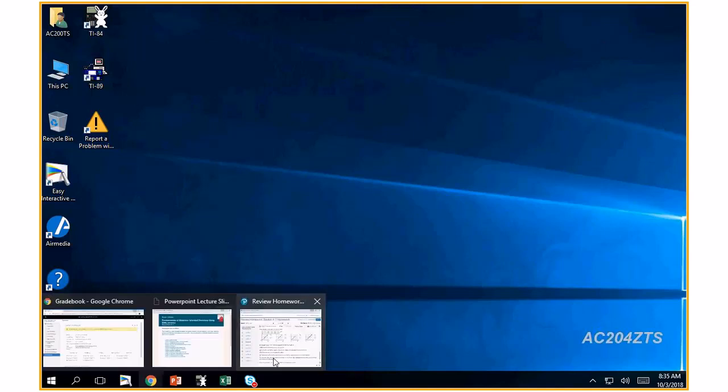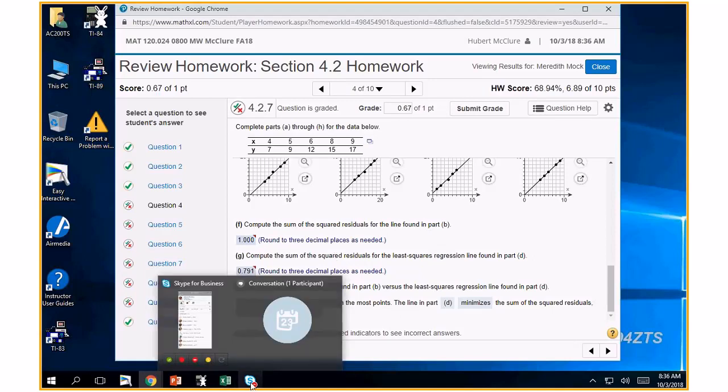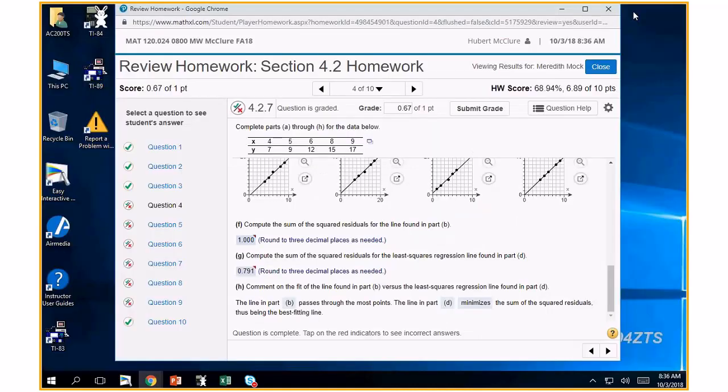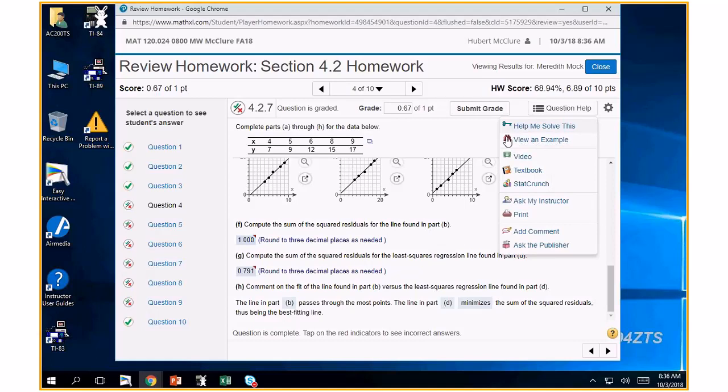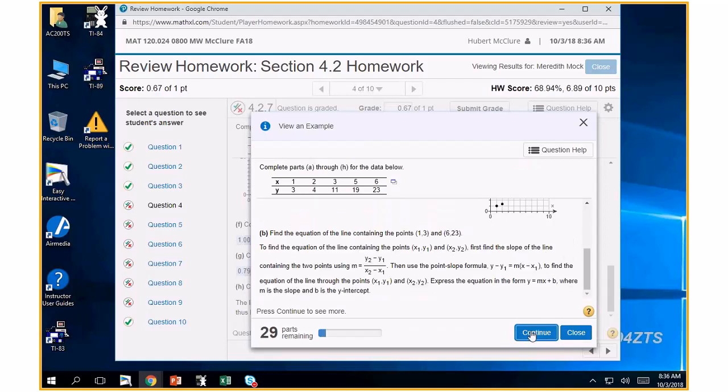So let's go back to our handy dandy question. It says compute the sum of the squares, round to 3 decimal places. Well, let's look back. 3 decimal places would be 0.994. So we'll have to go back in the book and look for it. I'm not going to put a lot of emphasis on it on the test. But let's just do it the easy way. Let's hit view an example, so we won't have to look it up in the PowerPoints and everything. Because I know they're going to give you a formula.